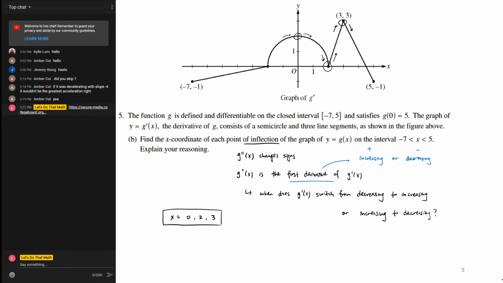Normally when we're looking at points of inflection, we want to look at the second derivative, so you need to take the derivative twice. But in this case, we're given the graph of the first derivative, so I only need to look at the first derivative of my graph, because the first derivative of the first derivative is the second derivative of the function. A little bit confusing, but I think it shouldn't be too hard to grasp. Questions on this one?